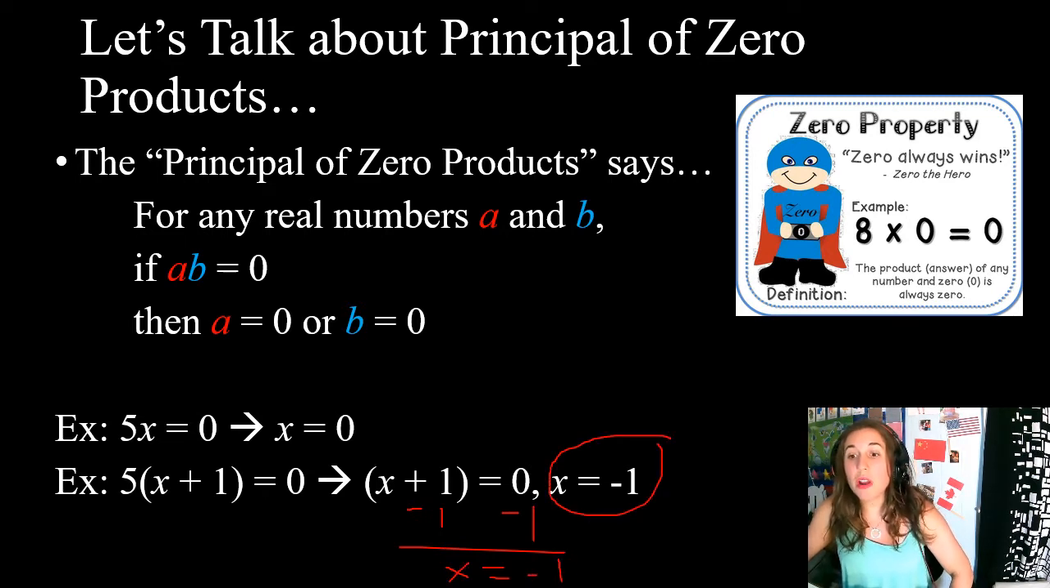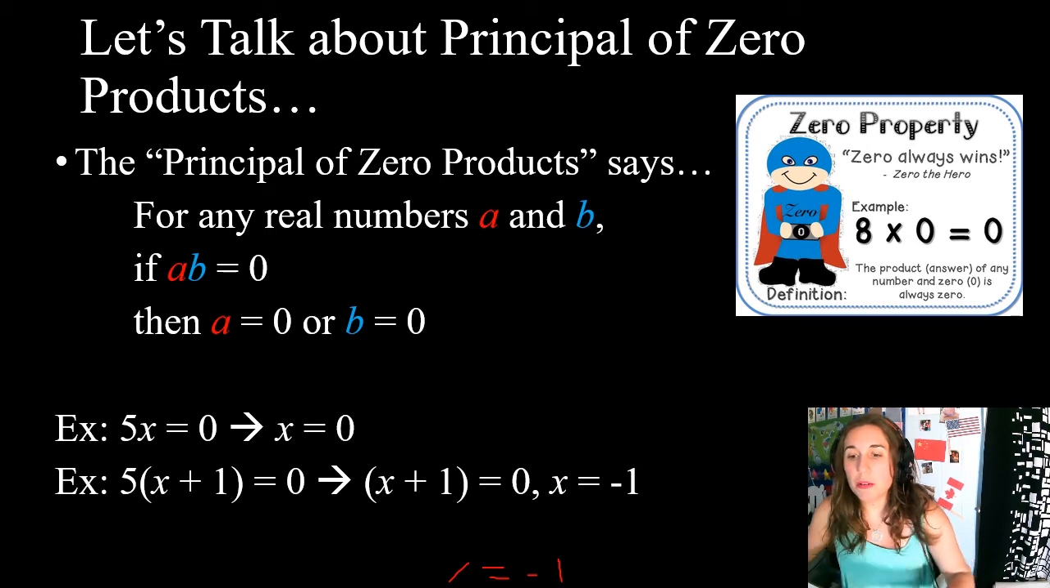So the principle of zero products helped us to solve that, because we know by the principle of zero products, if 5 times x plus 1 equals 0, well then x plus 1 has to equal 0. If x plus 1 equals 0, then x has to be -1, right? Because -1 plus 1 gives us 0.